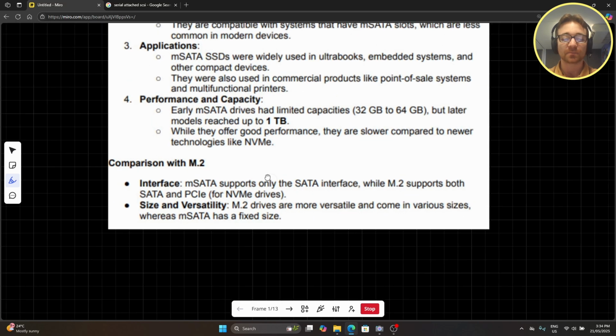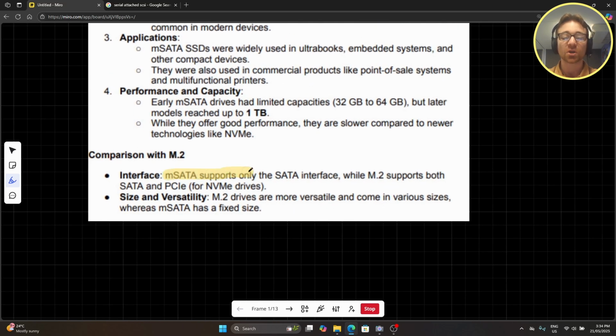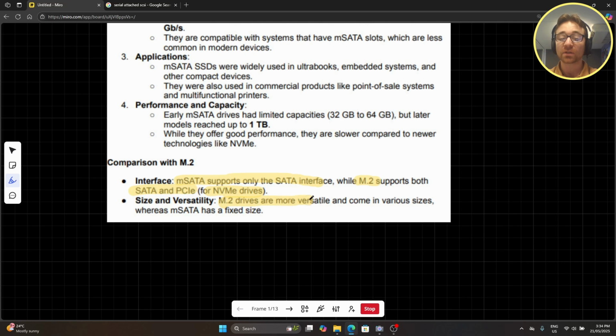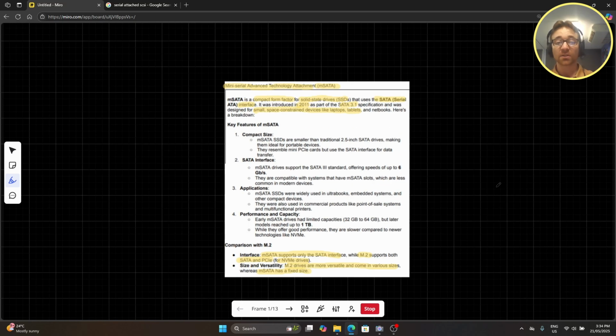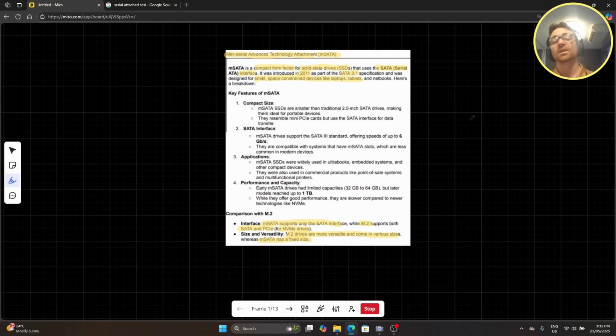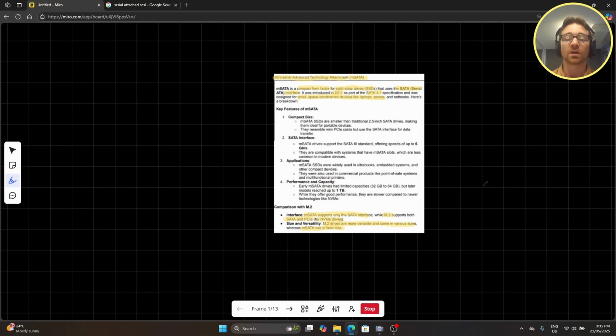So mSATA supports only the SATA interface, but the M2 that we just talked about supports both SATA and PCIe, such as the NVMe drives, if they have NVMe capability. M2 drives are generally more versatile and have various sizes, but mSATA has a fixed size. So again, M2 is going to be more expensive due to the advantages. mSATA is a little bit older, but you may want to go with that if you don't necessarily have the needs that come with that M2 drive.